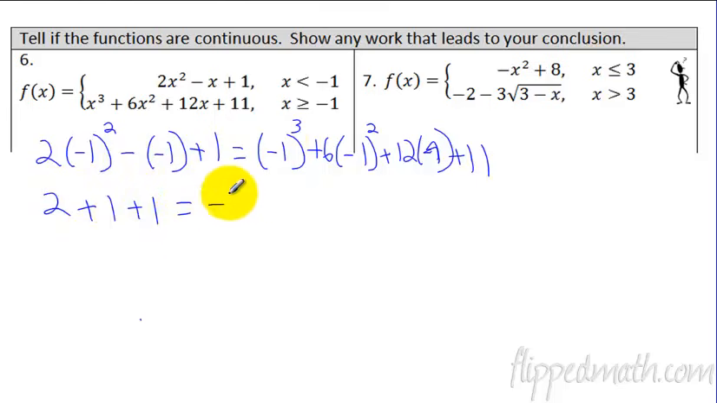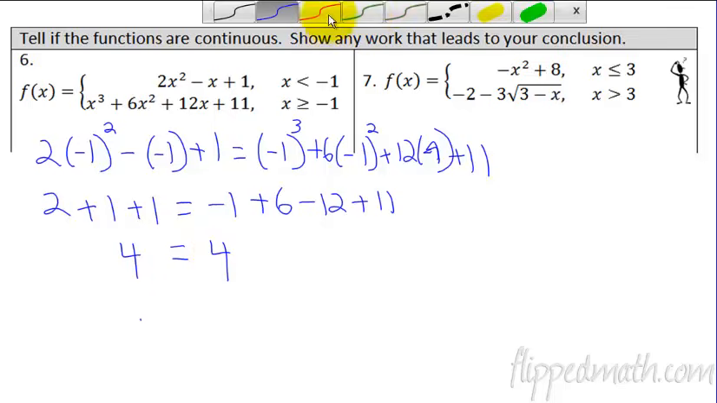This is a -1 because it's cubed. This is positive because we're squaring it, so it's plus 6. This is a -1, so that makes this minus 12, and then plus 11. So 2 plus 1 plus 1, 4 equals, let's see, 6. What is this? That's a 5. Minus 12 is -7. -7 plus 11 is also 4. Ding, ding, ding. It worked.